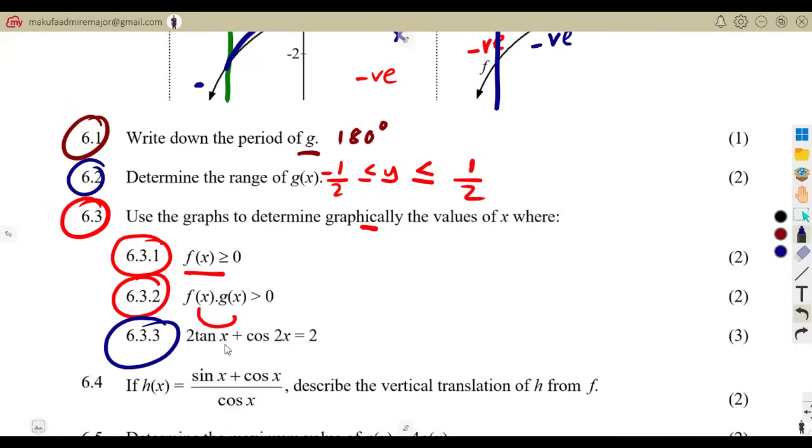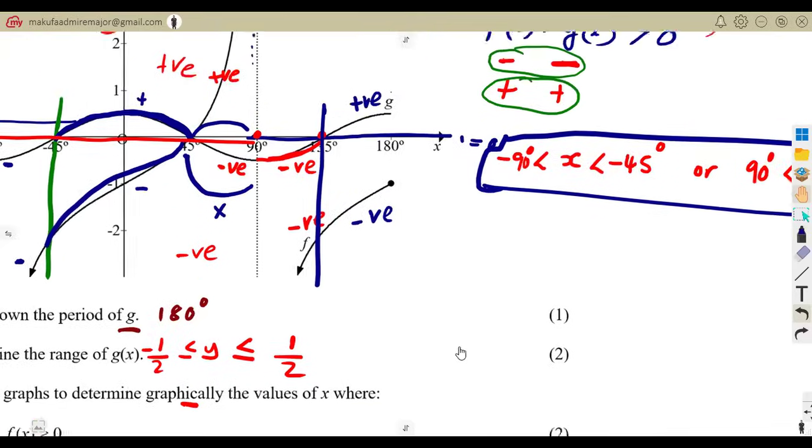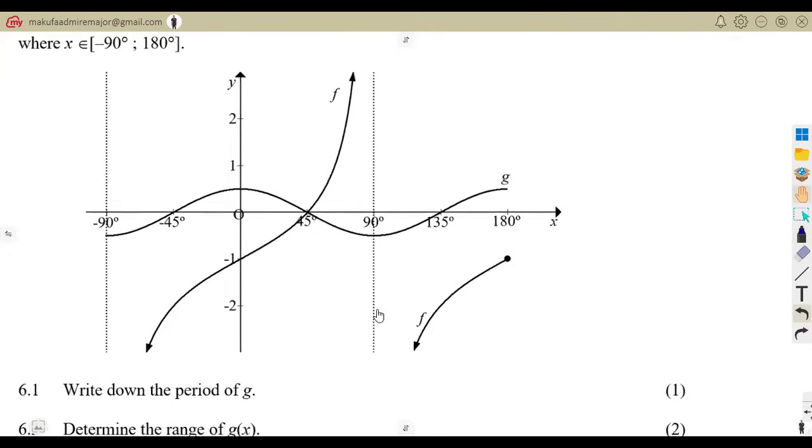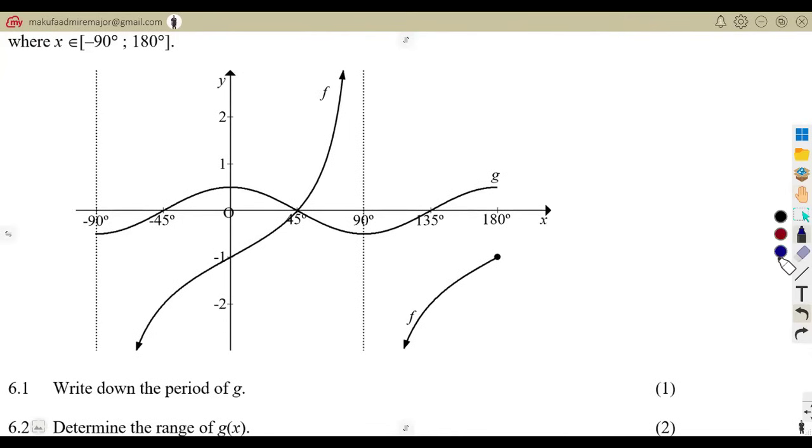6.32, 2 tan x plus cos 2x is equal to 2. If you're given this type of question, you must be very, very careful. That's 6.33. Let's check what it is that they wanted us to do. Remember, they are saying you must use a graph. They gave us 2 tan x plus cos 2x, which is equal to 2.